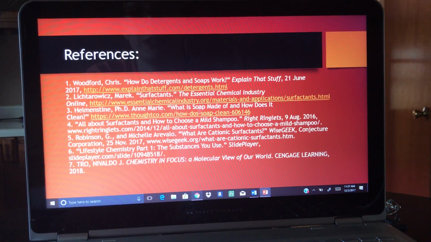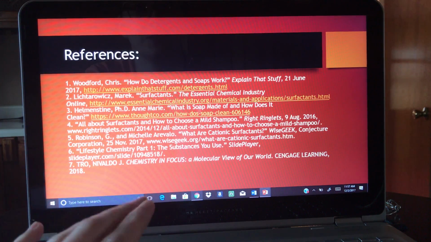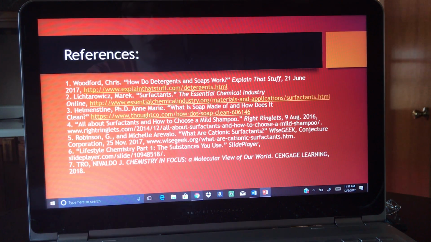And here are my references to my 3 articles, and then just a quick reference of each picture that I used, including the textbook also.